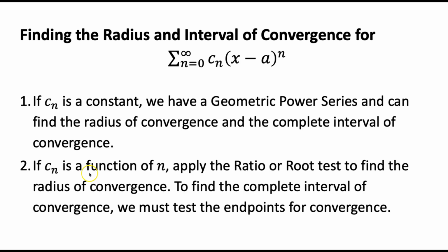But if c sub n is a function of n, so this piece in front, if it's not just a constant value, it's a function of n, we're going to have to apply the ratio or root test to find the radius of convergence. To find the complete interval of convergence, we must test the endpoints for convergence as well. So we're going to look at some examples of both.